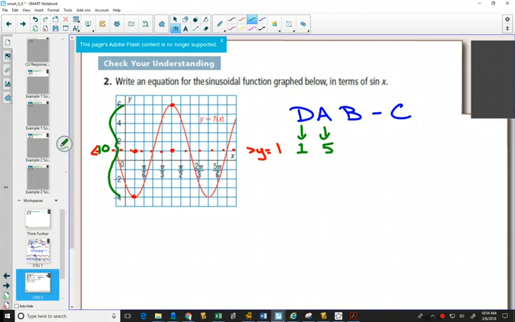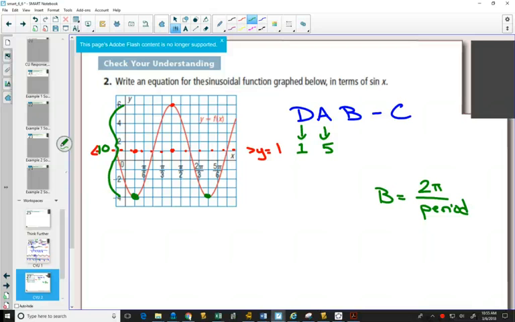Now, our B value is based on our period. When we had an equation, we said period is 2 pi over our B value. If you rearrange that equation, you get that your B value is 2 pi over your period. So we need to look at our graph and figure out what our period is. Well, one way of doing that is to take a point, say a minimum, and a full period is when it gets to that minimum again, from one minimum to the other.